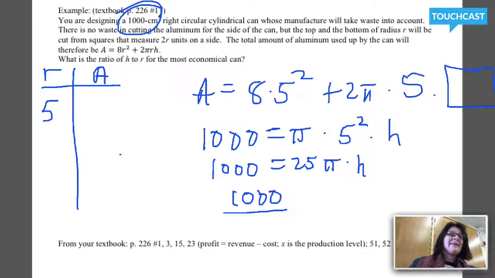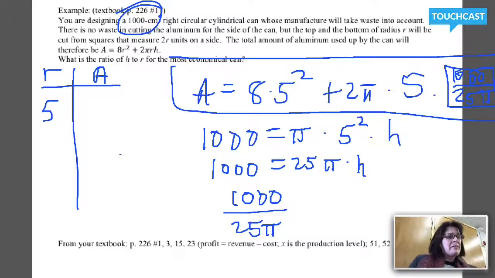I knew this already, that h is 1,000 over pi r squared, over 25 pi. So that's what's going to go here: 1,000 divided by 25 pi. I could compute this expression to get that minimum area. Turns out they didn't actually ask for it. What they have asked for is for me to write the ratio of h to r. This is h. It'd be very nice if I simplified this, right? How many times does 25 go into 1,000? Well, 25 goes into 100 4 times, so this is going to be 40 over pi.